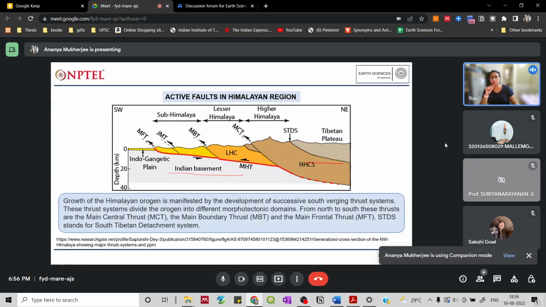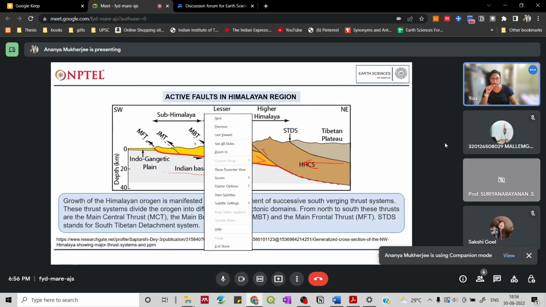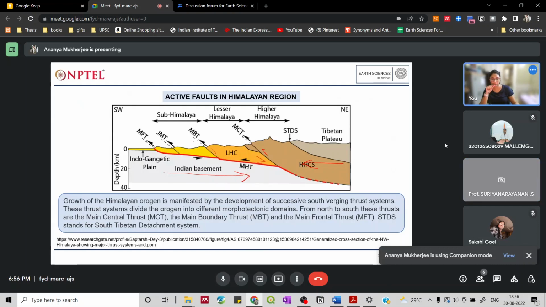We know that due to the collision between the Indian plate and the Tibetan plateau, the Himalayas have been formed, and these thrusts have taken place. This is again due to compressive forces, as we had talked about. All the thrust faults that we see here are reverse faults, and the displacements along these thrusts are still happening. This is going on top, this is going below, this is going on top, and this is below.